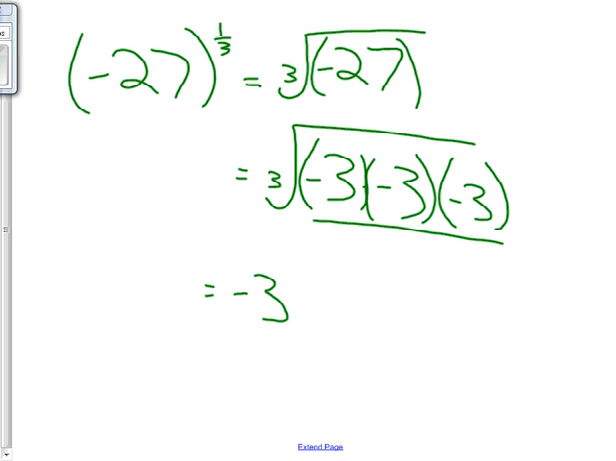There are three negative 3's in negative 27. I have 3, and then I take out 1, because of the cube root, one comes out.